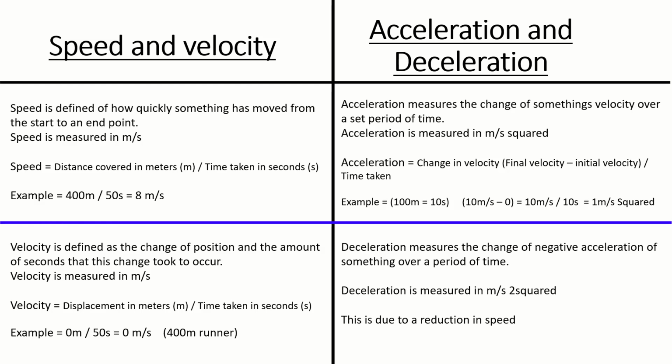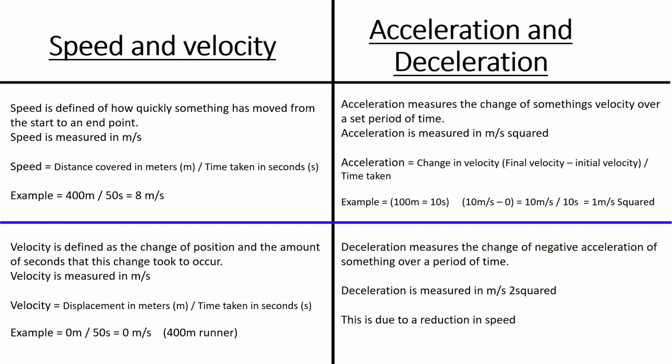The equation for this is distance covered in meters divided by the time taken in seconds. So an example of this is a 400 meter runner who runs the course of the track in 50 seconds. If you were to take the distance that they've run divided by the time that they took, it would have taken them 8 meters a second to complete the race.